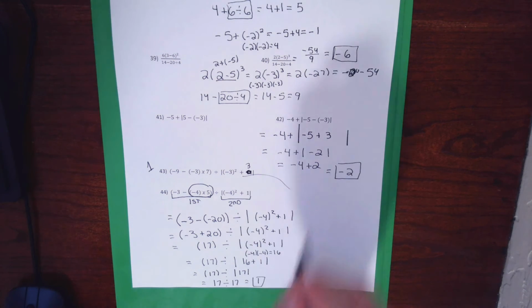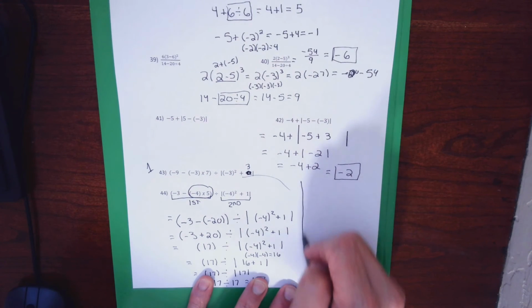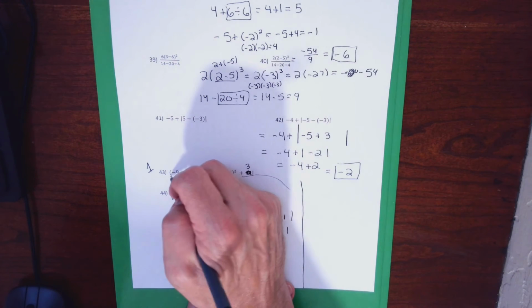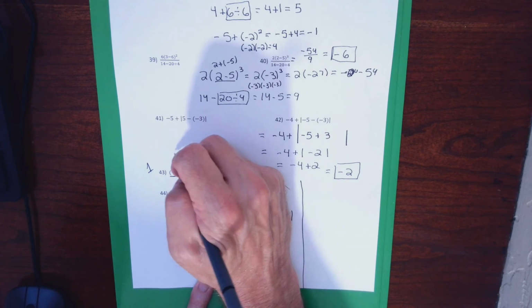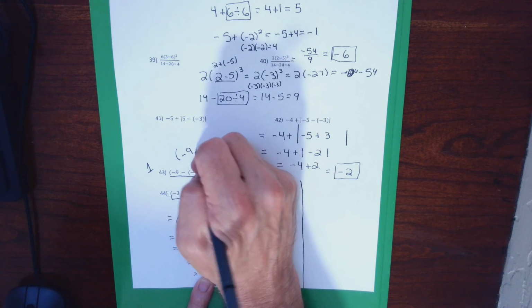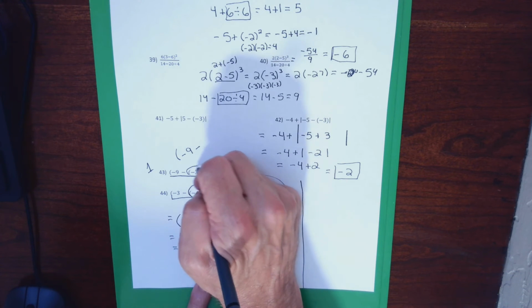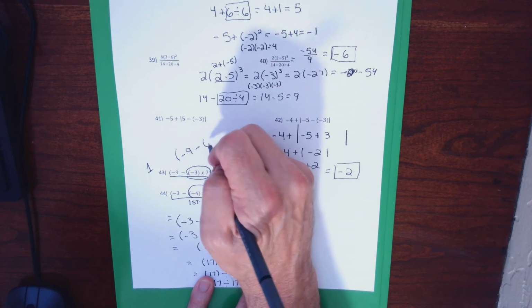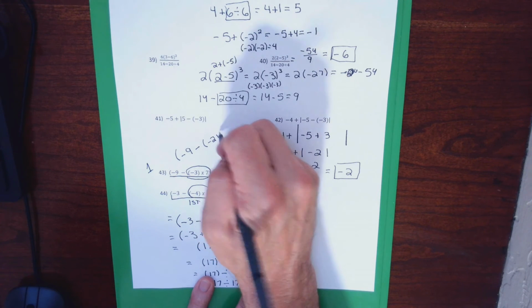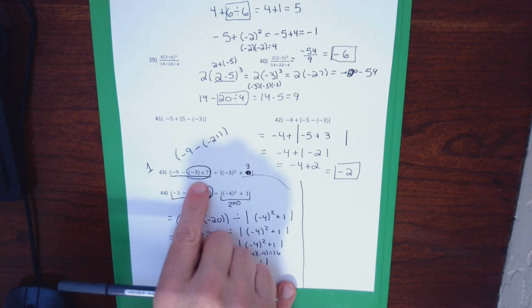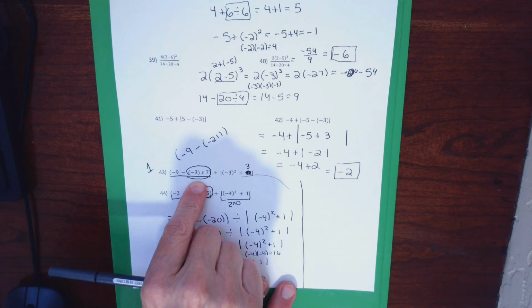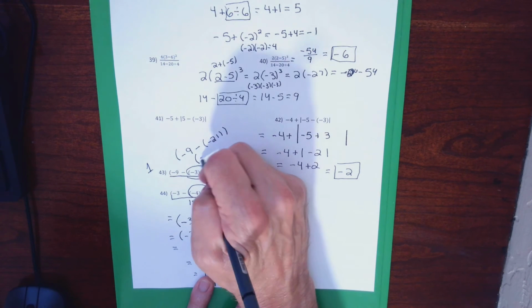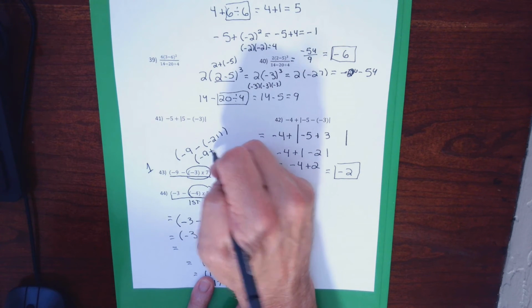So on 43, if I was working it, I don't have paper handy. First, I'm going to do this parentheses, this -9 minus, and I'm going to do the multiplication of -3 times 7 first and get -21. So if I'm doing 43, I do the left parentheses first. Inside the left parentheses, I do the multiplication. Now I'm going to make the double negative positive.